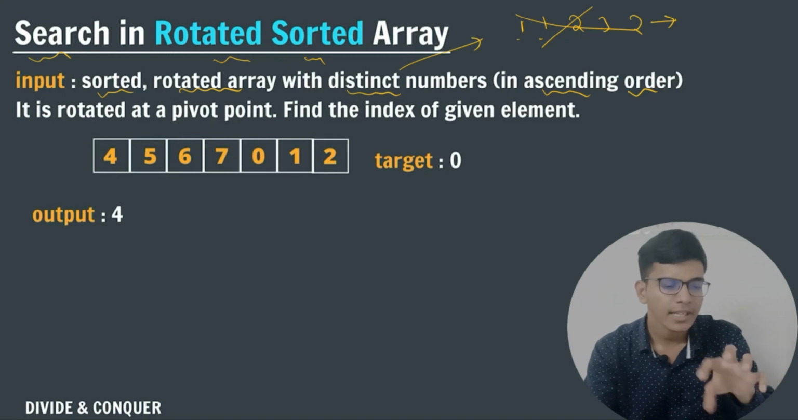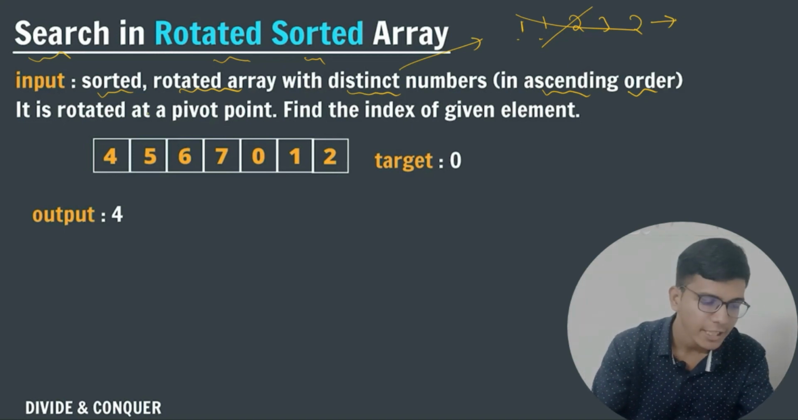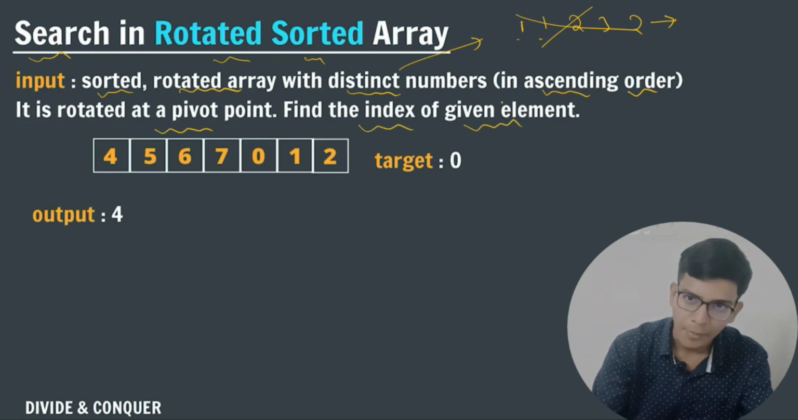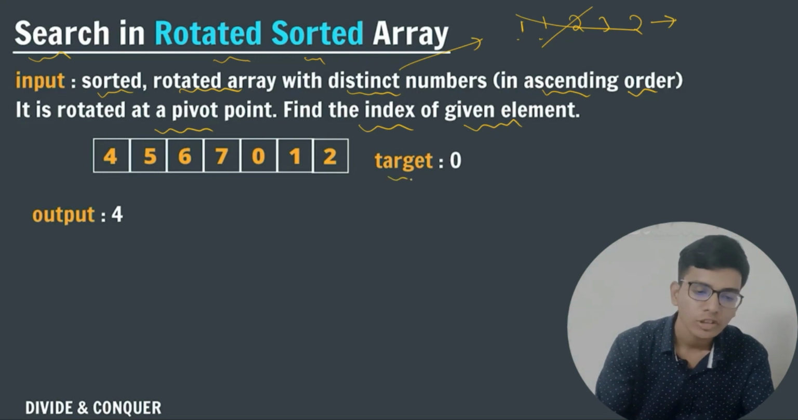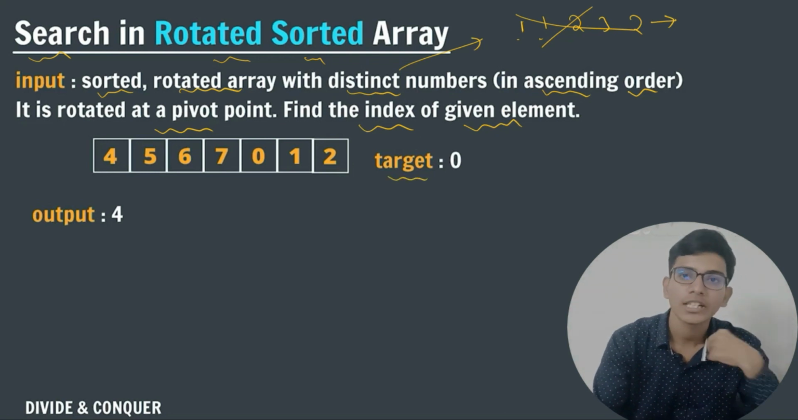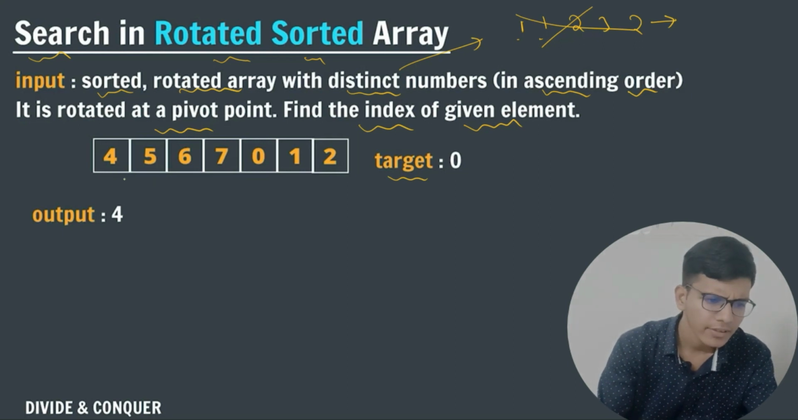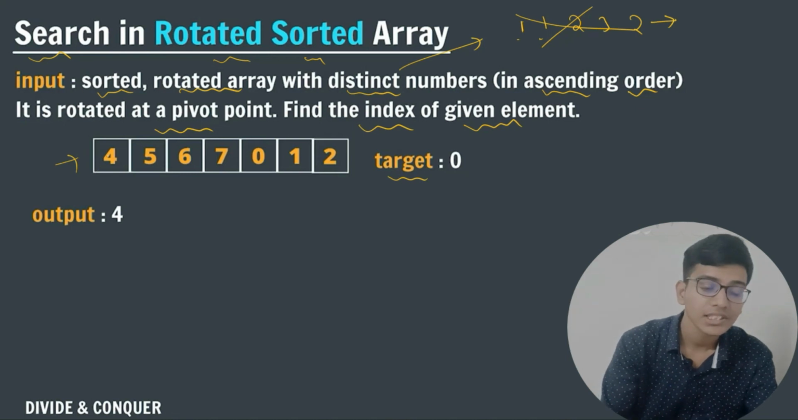I will explain right how rotation and all those things take place. After that, it is rotated at a particular pivot point. After that, we need to find the index of the given element. For example, here the user will give us a target and we need to return its index. Suppose this is the given array. This is not actually the original array, this is the rotated array.